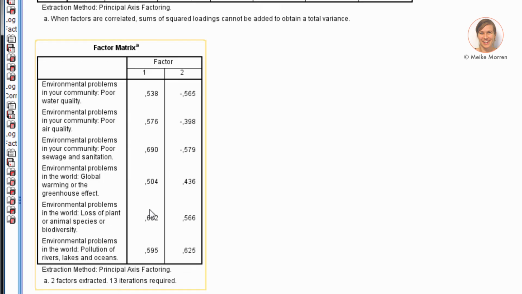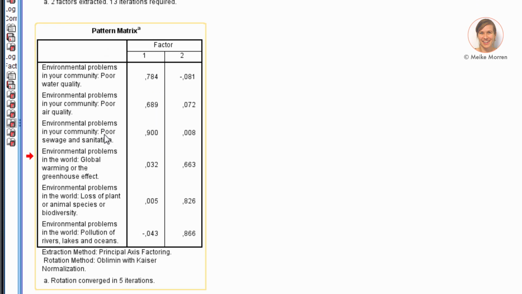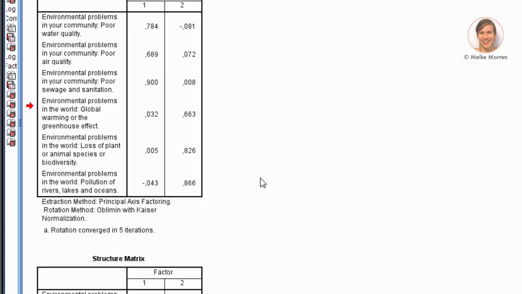Now, if we go to these matrices, we have to go to the pattern matrix, because this is the one where it is rotated. If we look at the factor loadings, we see that the first factor relates to the first three items. The other three items relate very weakly to the first factor. And for the second factor, the first three items relate very weakly, but the last three items relate highly to the second factor. So we could say that the first factor measures how someone views the environmental problems in the community, while the second factor measures how one views the environmental problems in the world.